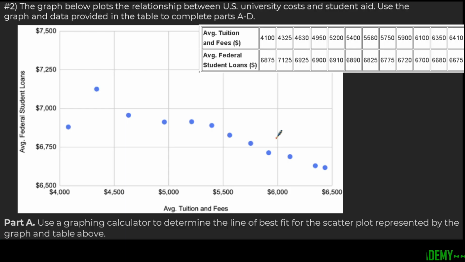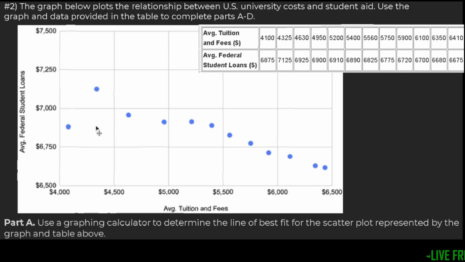Then for number 2, this is where we have to get a little bit mathy, but we can say this. It says the graph below plots the relationship between U.S. university costs and student aid. Use the graph and the data provided in the table to complete parts A through D. So it gives you a scatter plot in the graph. Again, on your x-axis, it has the average tuition and fees, and then on the y-axis, it has the average student loans.